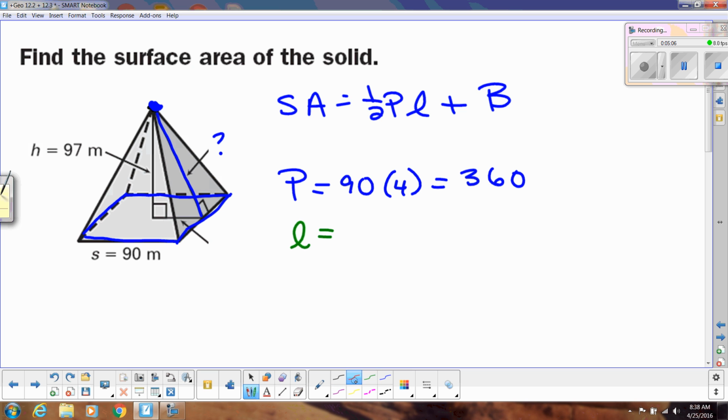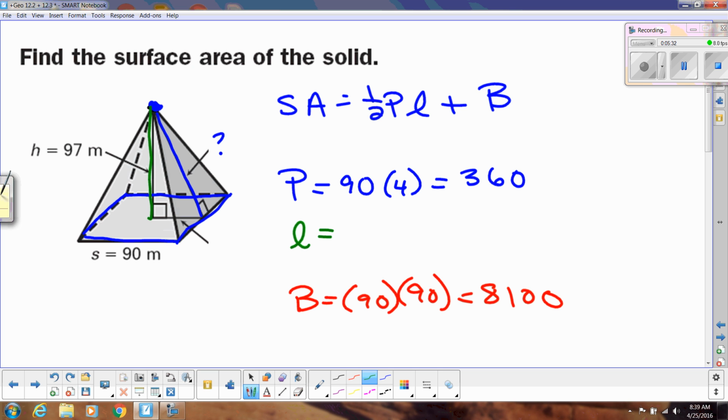And then the B, the base, is going to be the area of the square. So that's just going to be 90 squared, or 90 times 90. Okay, so that'll be 8,100. Now let's go back to that slant height. We don't know what this is, but what they did tell us was the height of the whole pyramid. So we know the height of that whole pyramid.